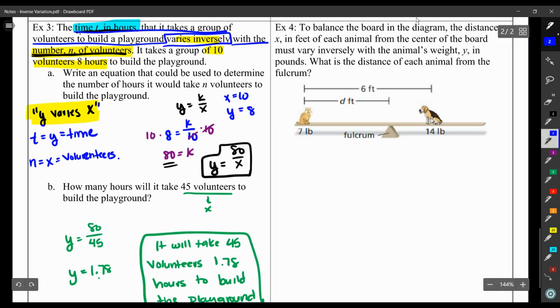So luckily in this case, it gives us x and y, so we don't have to use this to figure it out. X is the distance from each animal from the center, which is called the fulcrum. So X is the distance from center, not from each other, distance from center.